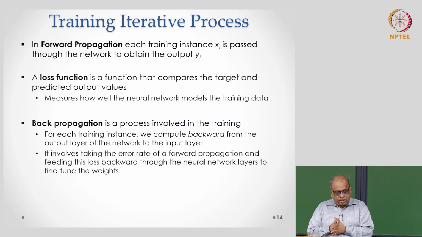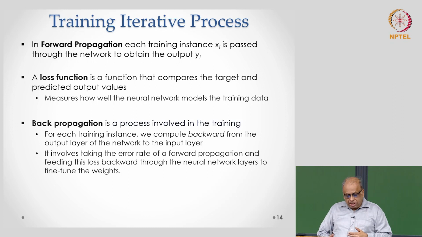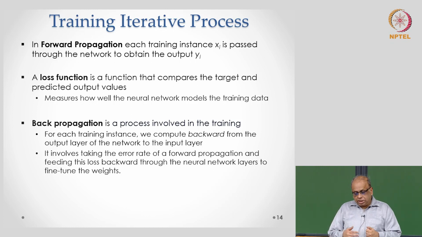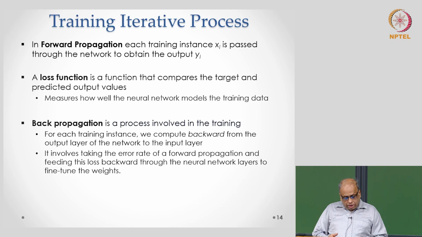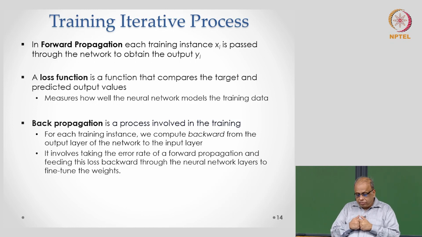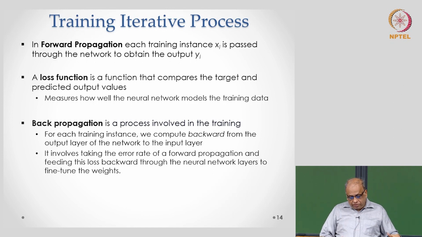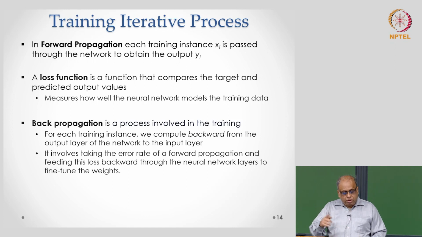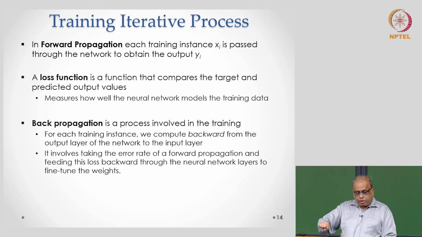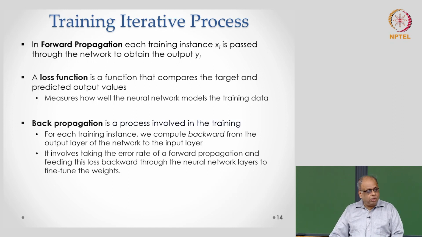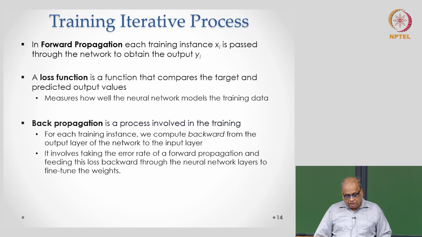For each of the layers, we will say, okay, can we adjust the weights a little more so that the result would be better. So it involves taking the error rate of the forward propagation and feeding the loss backwards through the neural network layers to fine tune the weights. That is what back propagation does, and you do it again and again. Forward propagation, calculate the loss function, back propagation to adjust the weights, and you go on doing this iteratively until you get good values for the final result.